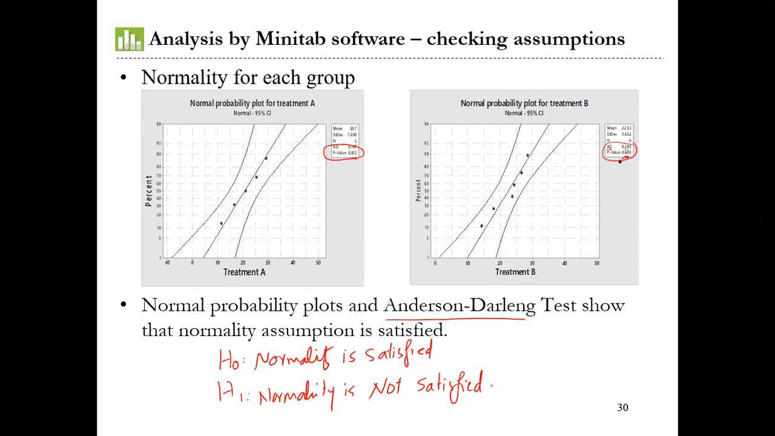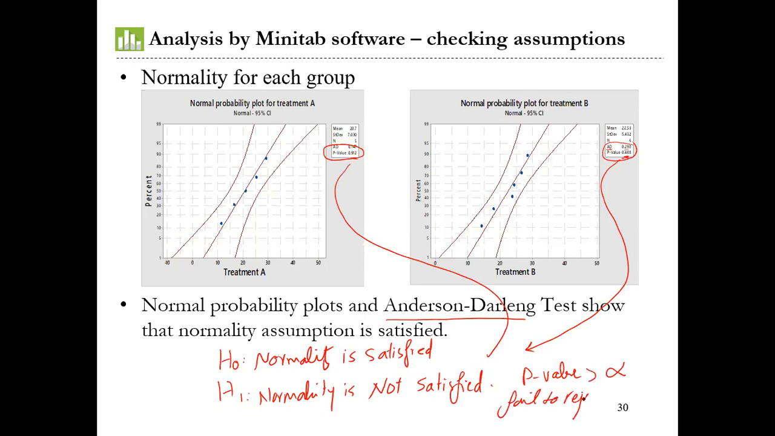So you look at the p value. So see, this p value is bigger than 5%. This value is bigger than 5%. So p value greater than alpha, you fail to reject H0. What does it mean? It means normality is satisfied for each group.